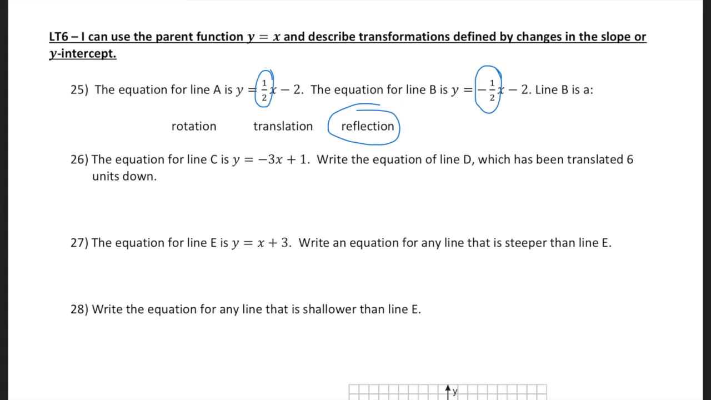The equation for line C is y equals negative 3x plus 1. Write the equation of line D, which has been translated 6 units down. So that means the y-intercept has to be minus 6. So if I'm already at 1 and I go down 6, I will be at negative 5. So this would be y equals negative 3x minus 5.